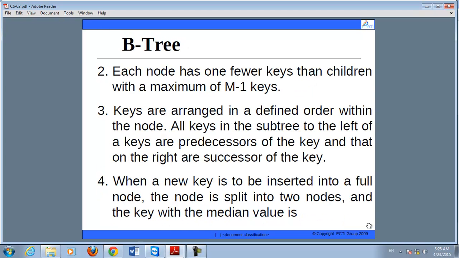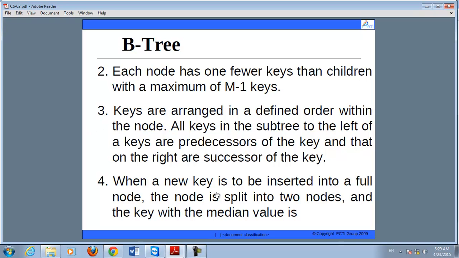Now, each node has one fewer keys than the children, with a maximum of m minus 1 keys. जो भी आप values insert करेंगे एक particular node के अंदर, if there is an order m given with the tree, then each node can contain m minus 1 values, or you can say m minus 1 keys. All the keys are arranged in the defined order within a node. All the keys in the subtree to the left of a key are predecessors of the key, and all those on the right are successors of the key.